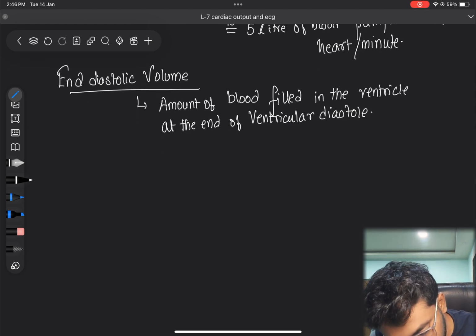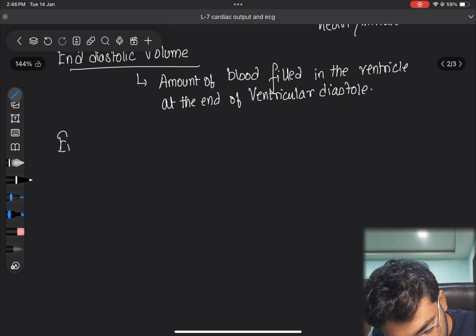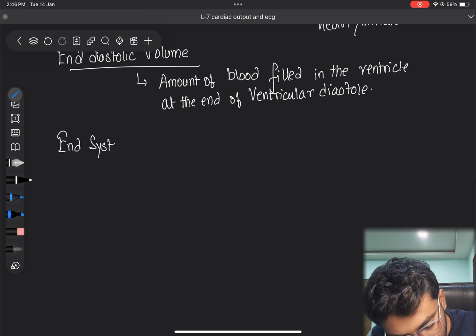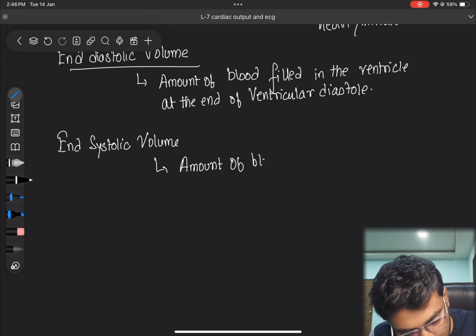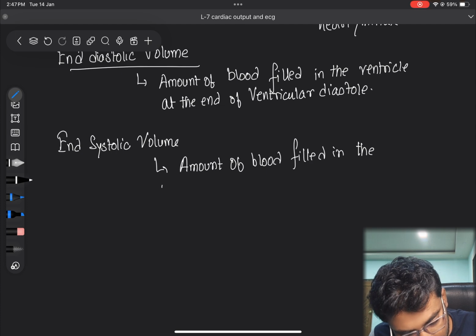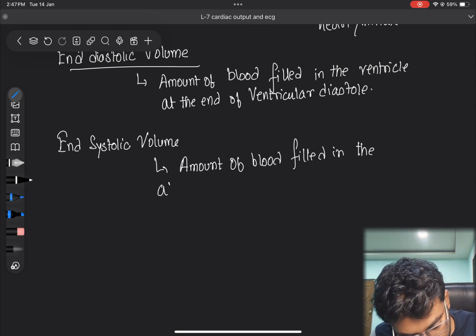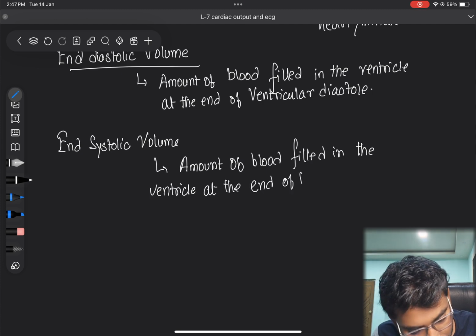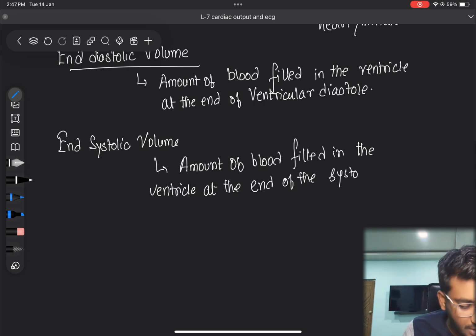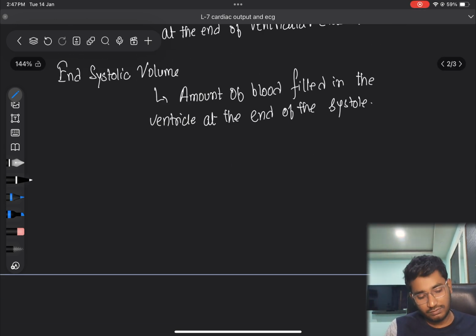So another is end systolic volume. You have already guessed what end systolic volume is. It is the amount of blood left in the ventricle, not the atrium, at the end of the systole. Okay, that is called the end systolic volume.